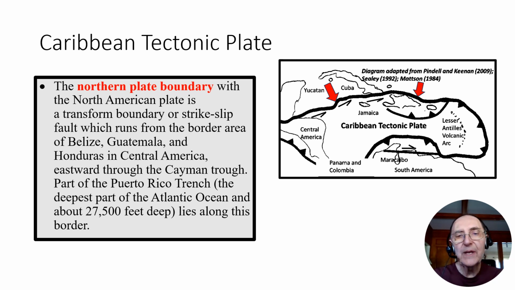The northern boundary of the Caribbean tectonic plate is highlighted here by the red pointers. This northern plate boundary with the North American plate is a transform boundary, or if you will, a strike slip fault, which runs from the border area of Belize, Guatemala, and Honduras in Central America eastward through the Cayman Trench. Part of the Puerto Rico Trench, which is, by the way, the deepest part of the Atlantic Ocean with a water depth greater than 27,000 feet, lies along this border.